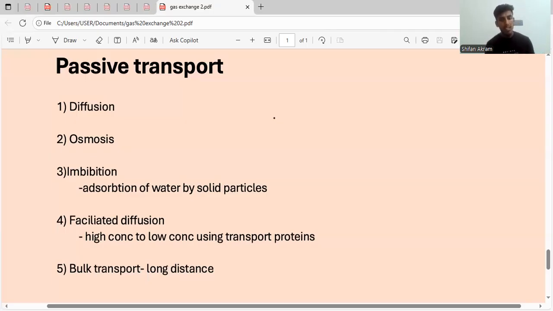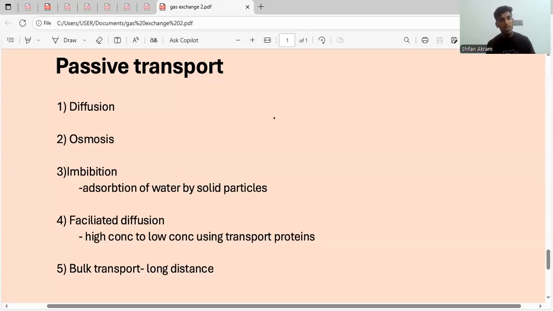Now let us take a look at facilitated diffusion. Facilitated diffusion is the same as diffusion, but molecules travel from high concentration to low concentration using transport proteins, such as carrier proteins or channel proteins. One of the best examples for facilitated diffusion is the movement of glucose from mesophyll cell to the companion cells.